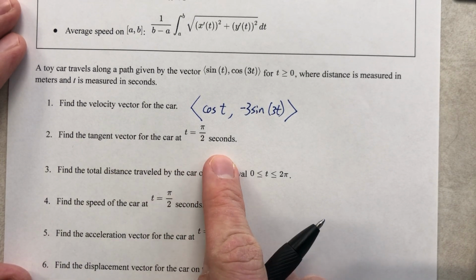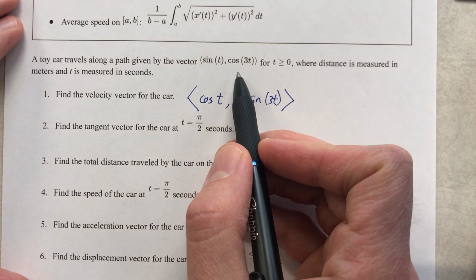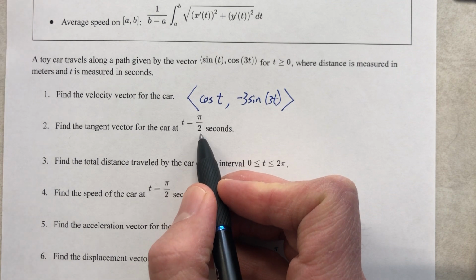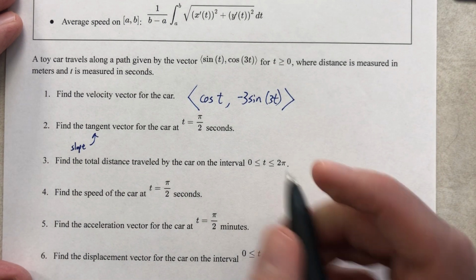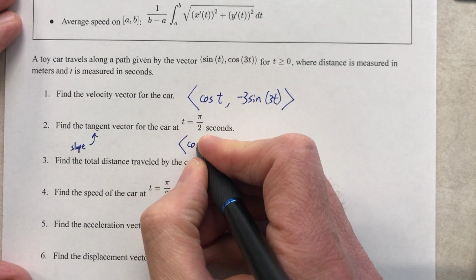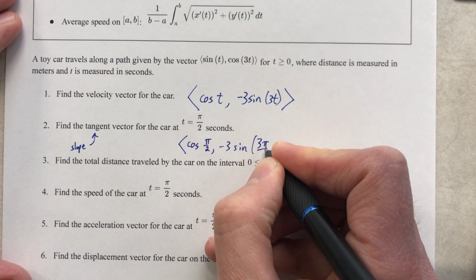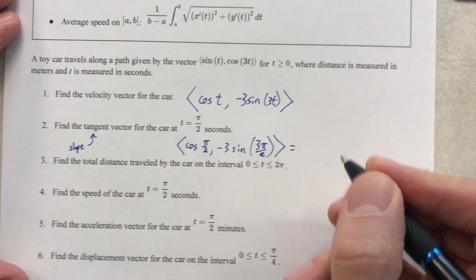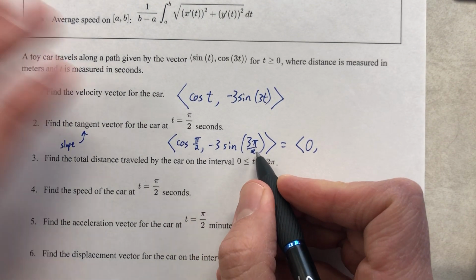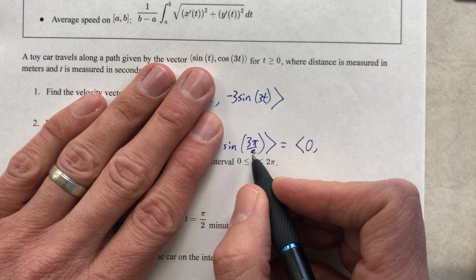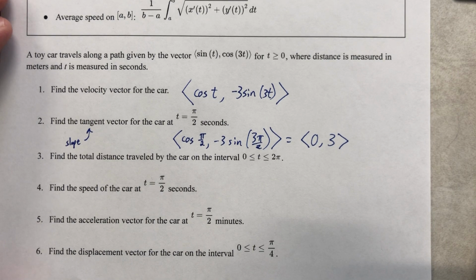Find the tangent vector. Whoa, tangent vector. Okay, if I was going to have a line that was tangent to this curve at t equals pi over 2, then I would need the slope. So tangent, same thing, I've seen it before. Tangent is slope. So we're just going to figure out what happens if I plug in pi over 2. So the cosine of pi over 2, comma, negative 3 sine of 3 times pi over 2, so 3 pi over 2. And that is equal to, let's see, cosine pi over 2 would be 0. And negative 3 sine, 3 pi over 2 would be negative 1. So negative 3 times negative 1 would be positive 3. That's it. That is my tangent vector at pi over 2.